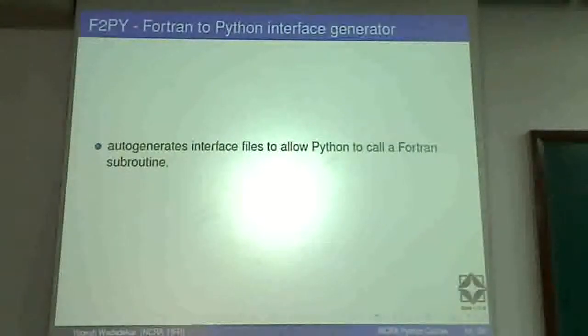Fortran, it turns out, is easier. You don't even have to write that interface file or anything like that. You use something called F2Py. Just like we use SWIG for C, we use F2Py for the Fortran to Python interface generator. It auto-generates interface files to allow Python to call a Fortran subroutine.